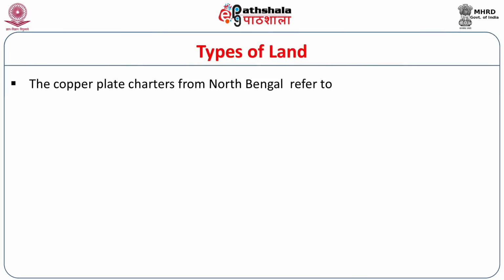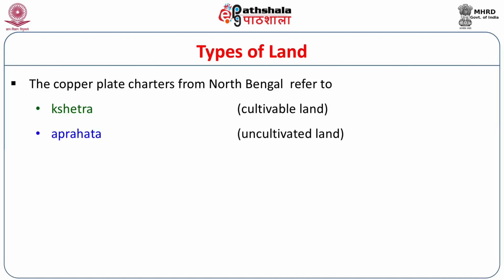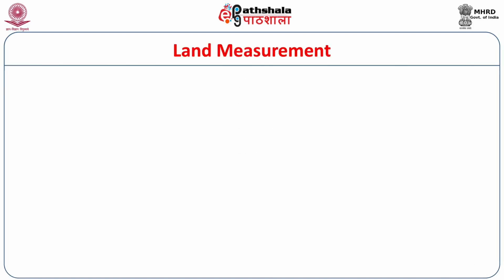The copper plate charters also refer to a large number of types of land. They refer to the kshetra, which is the cultivable land, and the aprahata, which also most probably means untilled and uncultivated land. Then they also contain references to khila land or fallow land, which were sold by the charters issued in the Damodarpur area. Now, the measurement of land.